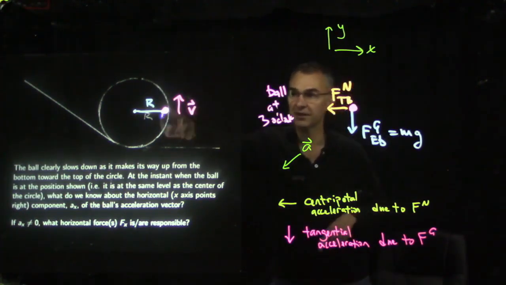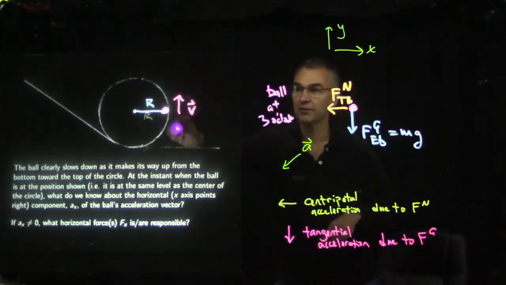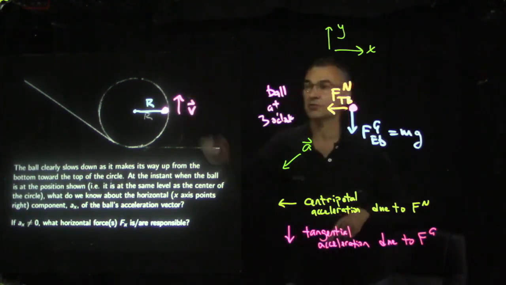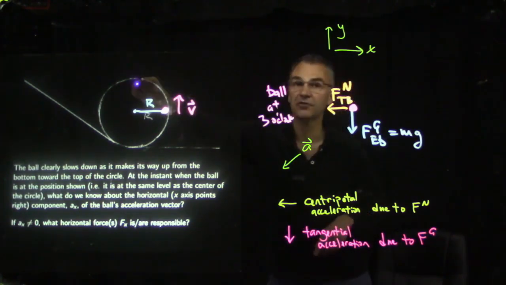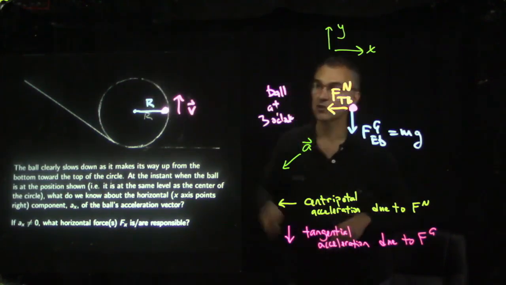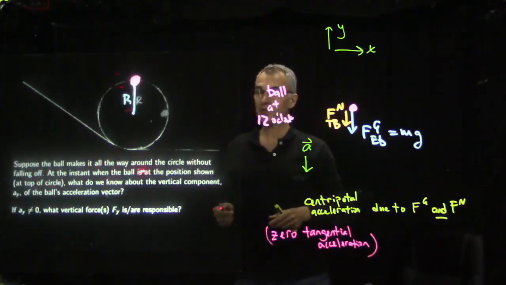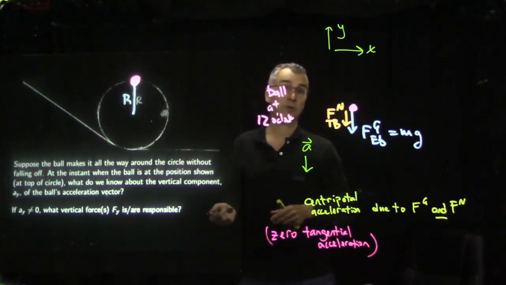I mention this instant because at this instant you can clearly separate the one part due to gravity, which is tangential, and another part due to the normal force, which is centripetal. But we're really interested in this instant at the top, where of course gravity still points down, but the normal force, if there is one, will also point down. Now let's suppose the ball makes it all the way around the circle without falling off. That's what we want to happen.